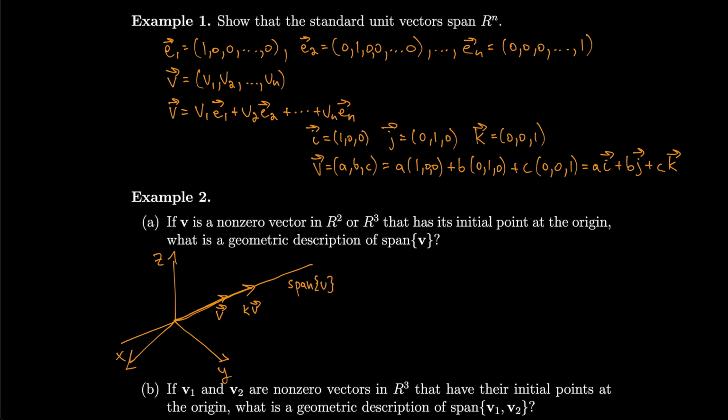It's all the different possibilities that I can get from scalar multiplying it, or adding different pieces of v's. I'm never going to escape the line if I just span a single vector. So that's the line through the origin determined by v.